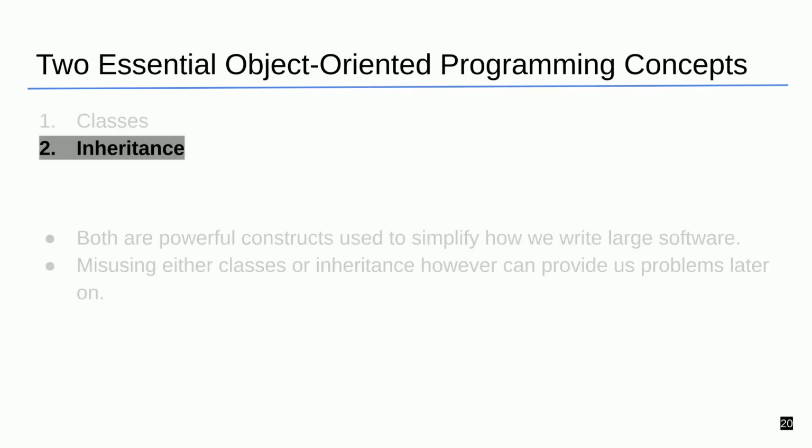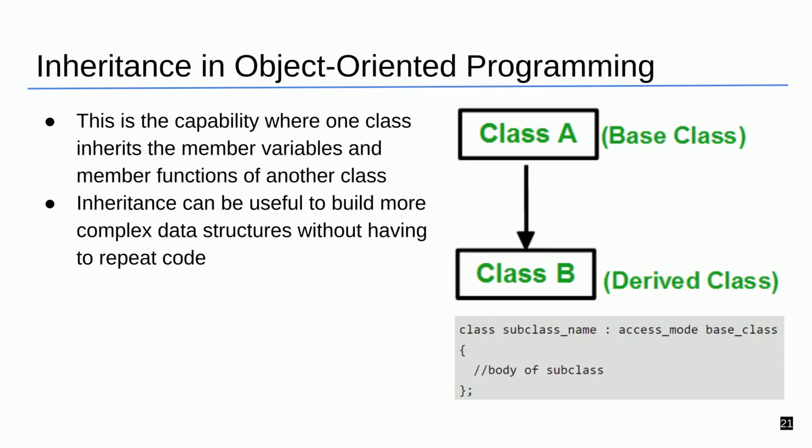And then I want to move us on to inheritance, the second really big idea in object-oriented programming. So what is inheritance? It's the idea in object-oriented programs that we have one class here, a base class, and we can create a new class that's derived from a base class. Inheritance is very useful then for building more complex data structures, one, without us having to repeat code, but also for us to have this derived class also be a type of whatever this base class is that it is derived from.